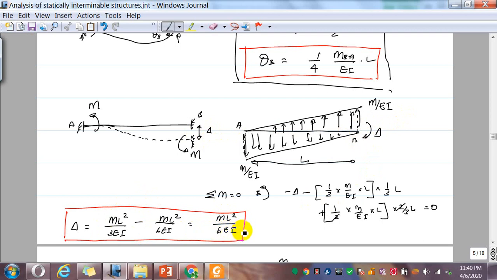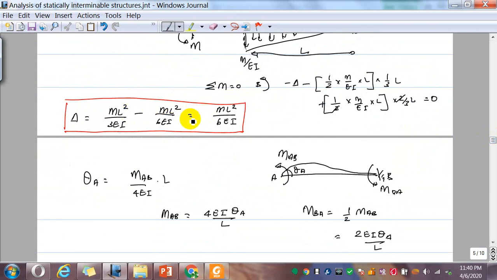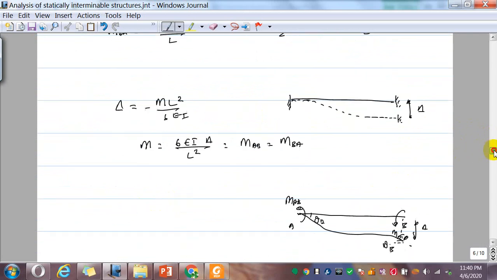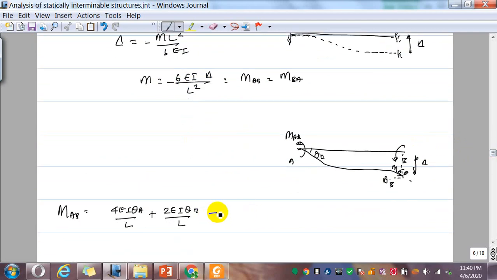But according to the sign convention, if there is a settlement downward, then that should be a negative value, because upward is positive. So if you put the sign convention, this delta becomes minus ML squared over 6EI. So MAB and MBA become minus 6EI delta over L squared. So here again, due to the settlement, it is minus 6EI delta over L squared.